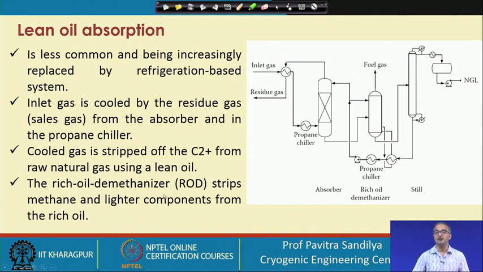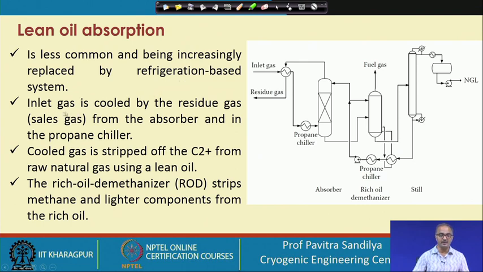The next process, as we said, has historical importance, and at present its application has become quite low, but it is still there at some plants. This is the lean oil absorption. As we learnt earlier, we studied absorption and how to design a column for absorption. In this case we are going to use a solvent to take out some components from the natural gas, so a lean oil is used. It is less common and is being increasingly replaced by refrigeration-based systems.